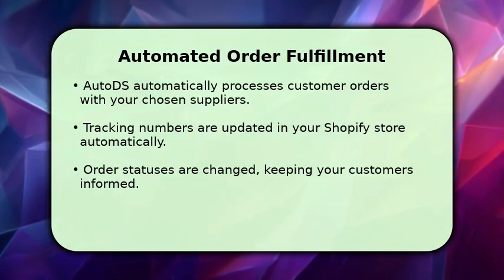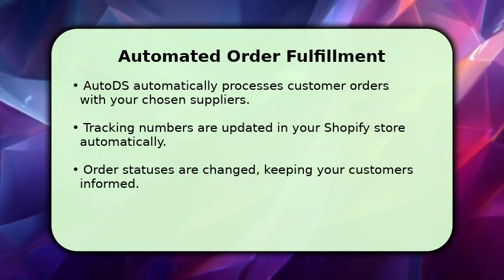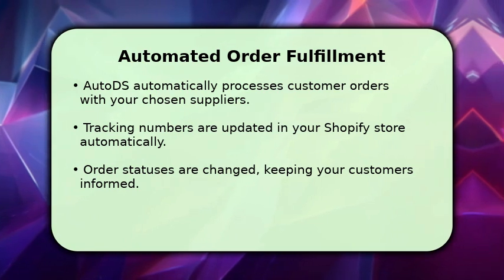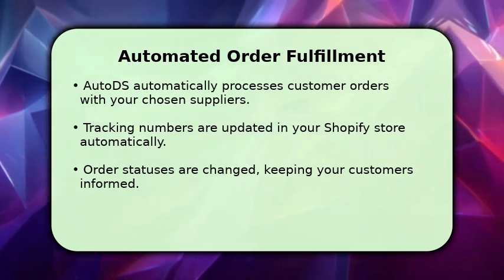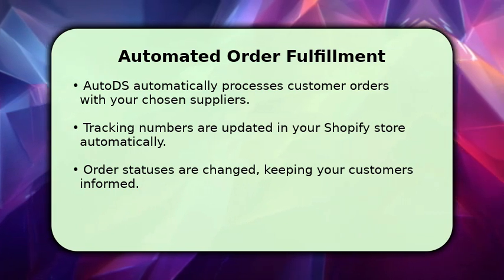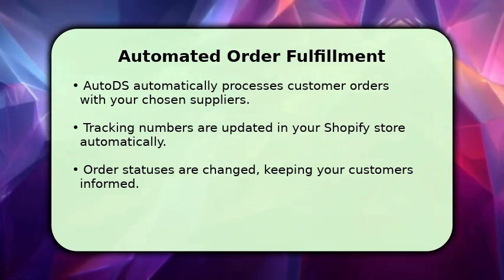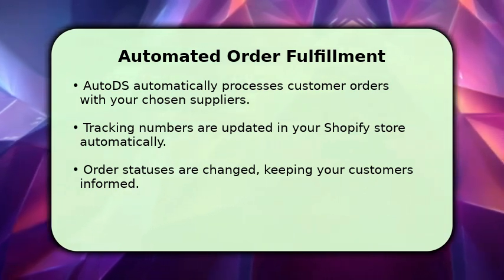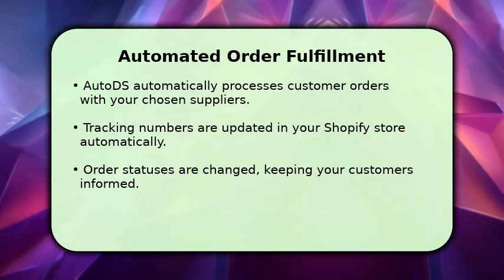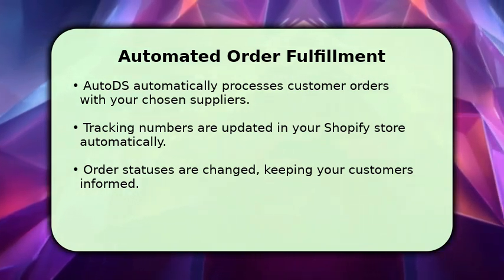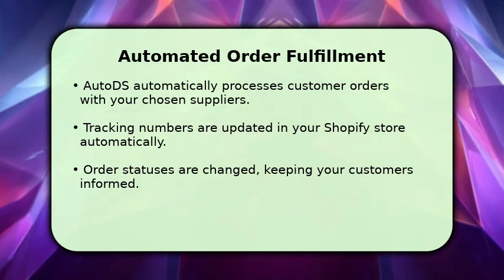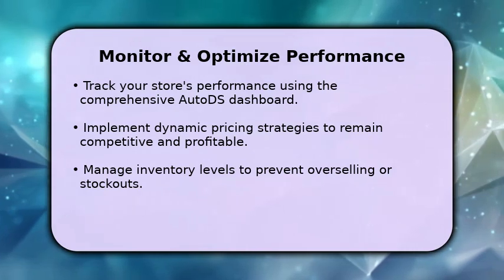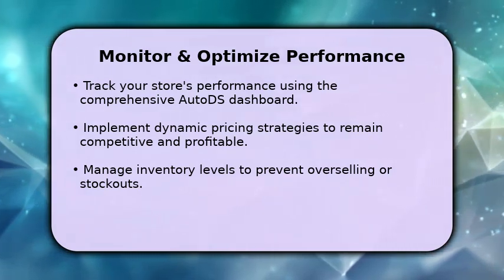AutoDS truly shines with its automated order fulfillment. When a customer places an order on your Shopify store, AutoDS automatically processes it with your supplier. It then updates tracking numbers and changes order statuses, keeping your customers informed without manual effort. For even greater automation, consider using the Fulfilled by AutoDS feature, which handles everything from purchase to shipping, saving you valuable time. To ensure long-term success, continuously monitor and optimize your store.